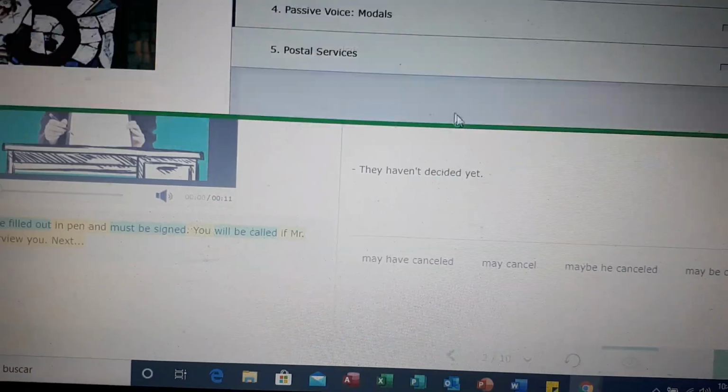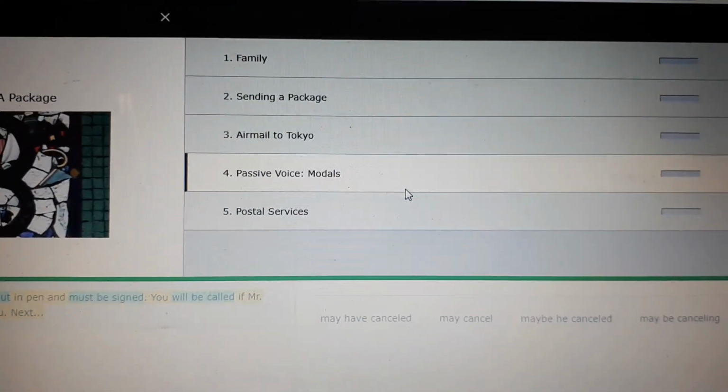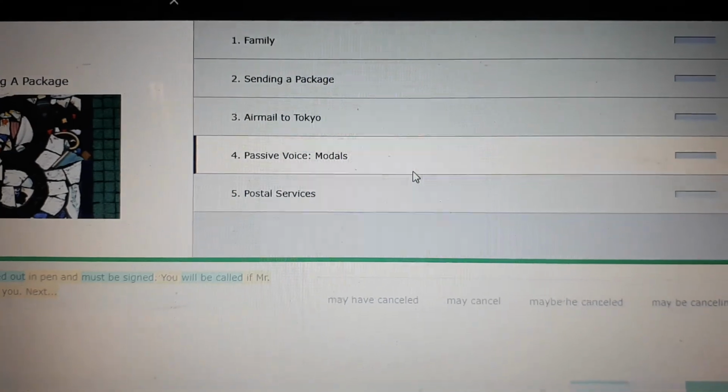Lesson 4, Unit 3, okay? And remember that you already have this information on the platform, Brightspace.